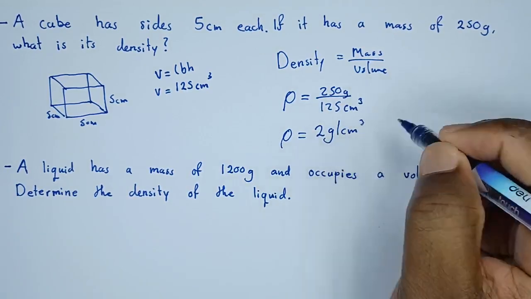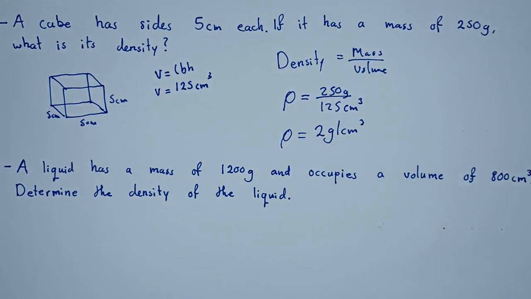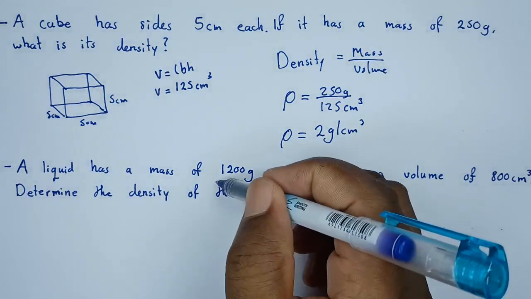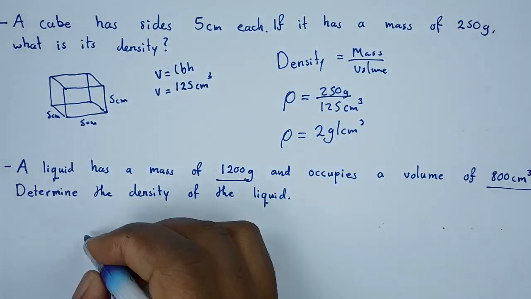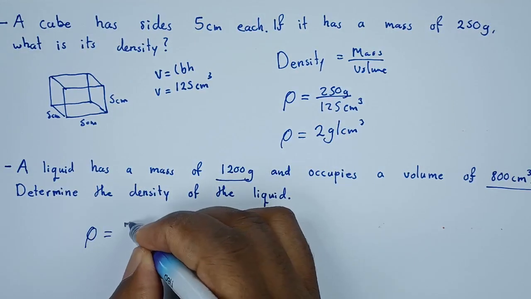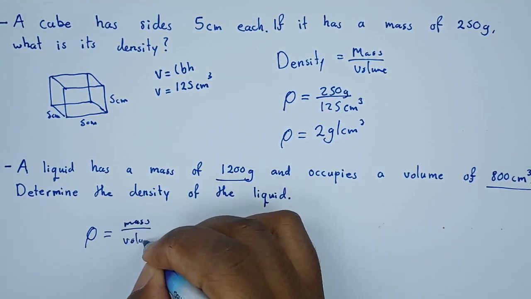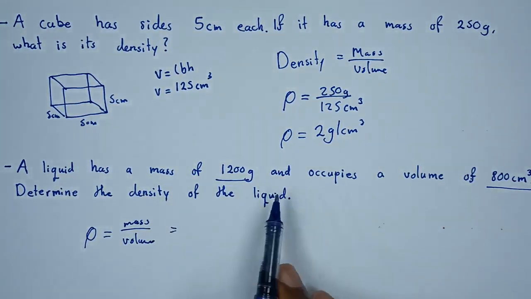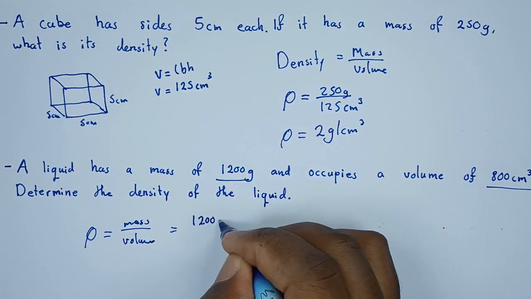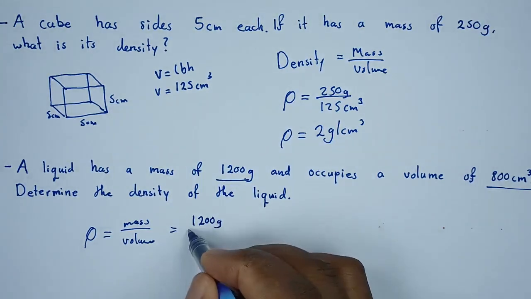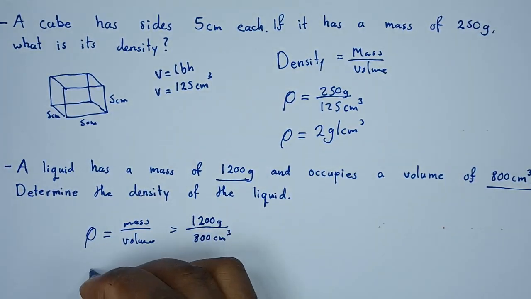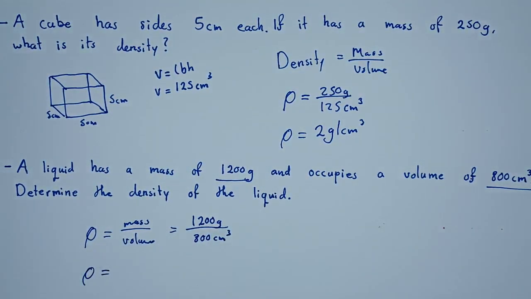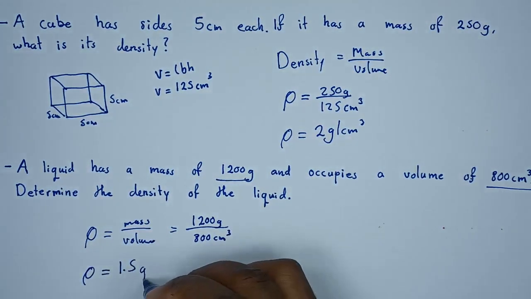Okay, let's see the question that follows. For this one, we've been given the mass and we've been given the volume. We want the density. Same thing. We know that density is equal to the mass over the volume. The mass given in this case is 1,200 grams, and the volume is 800 cubic centimeters. Hence, the density, if you divide the two, 1,200 divided by 800, is simply 1.5 grams per cubic centimeter.